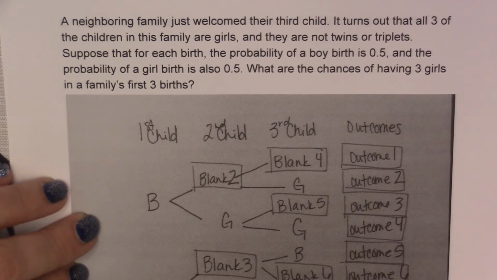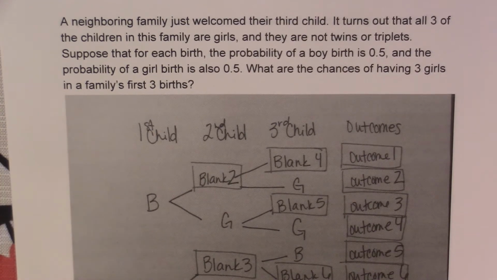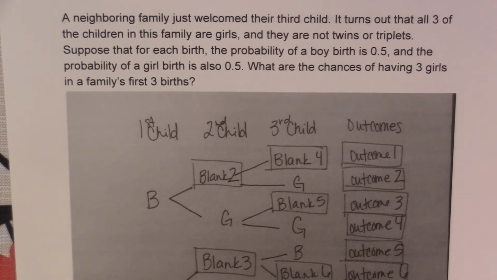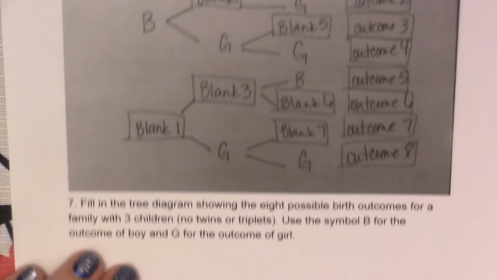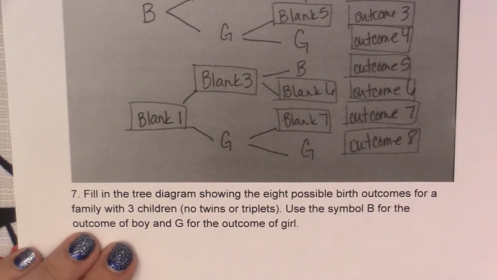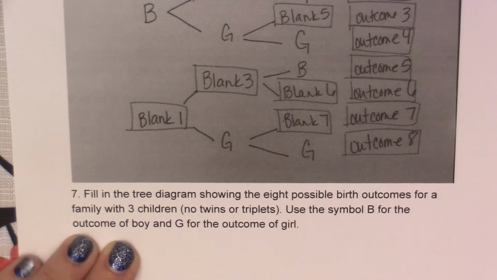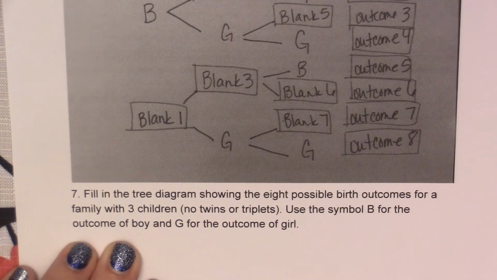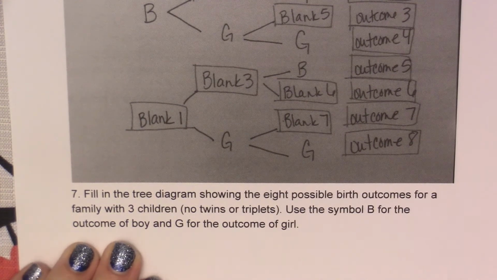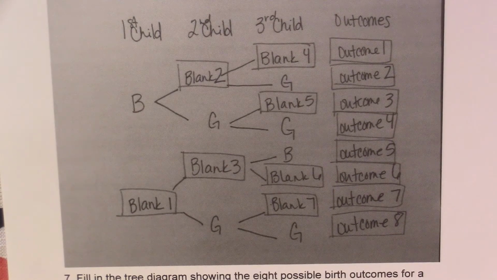So this one is very similar to our previous one, except we've added a column for the third child. Our first question says to fill in the tree diagram showing the 8 possible birth outcomes for a family with 3 children, no twins or triplets. Use the symbol capital B for the outcome of boy and capital G for the outcome of girl. All right, so we're going to fill in our table.